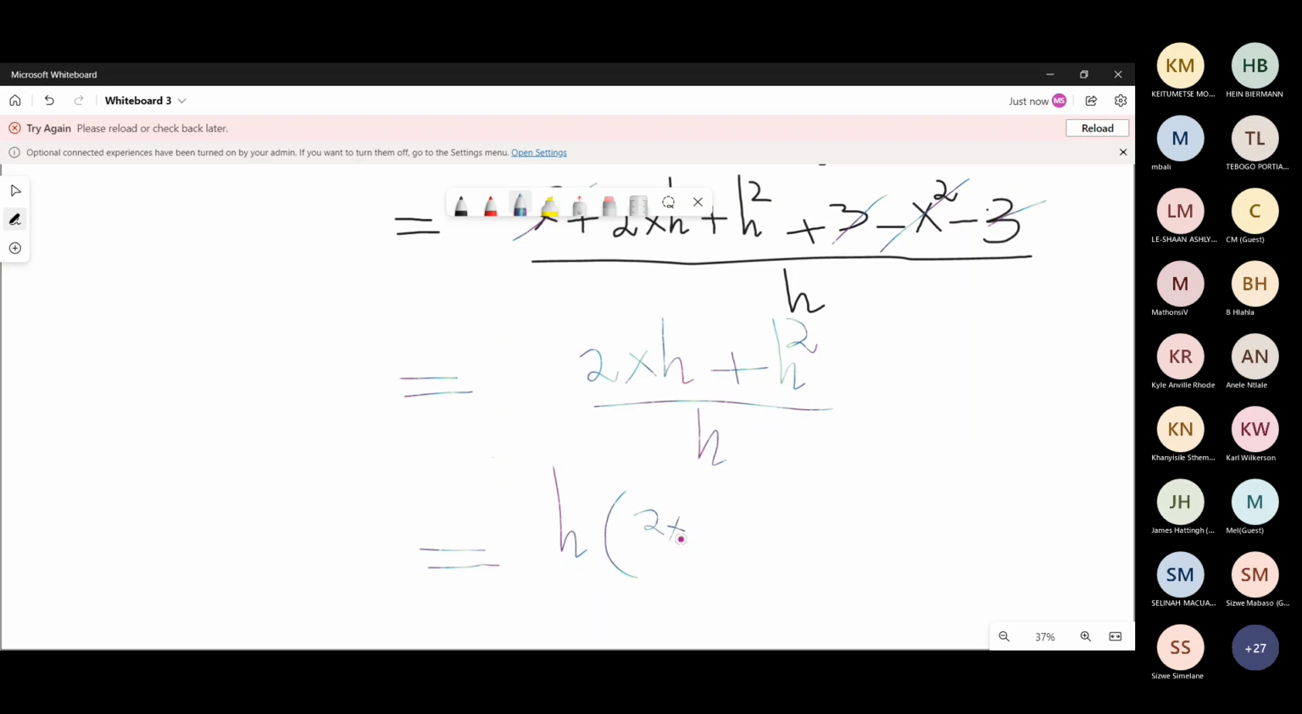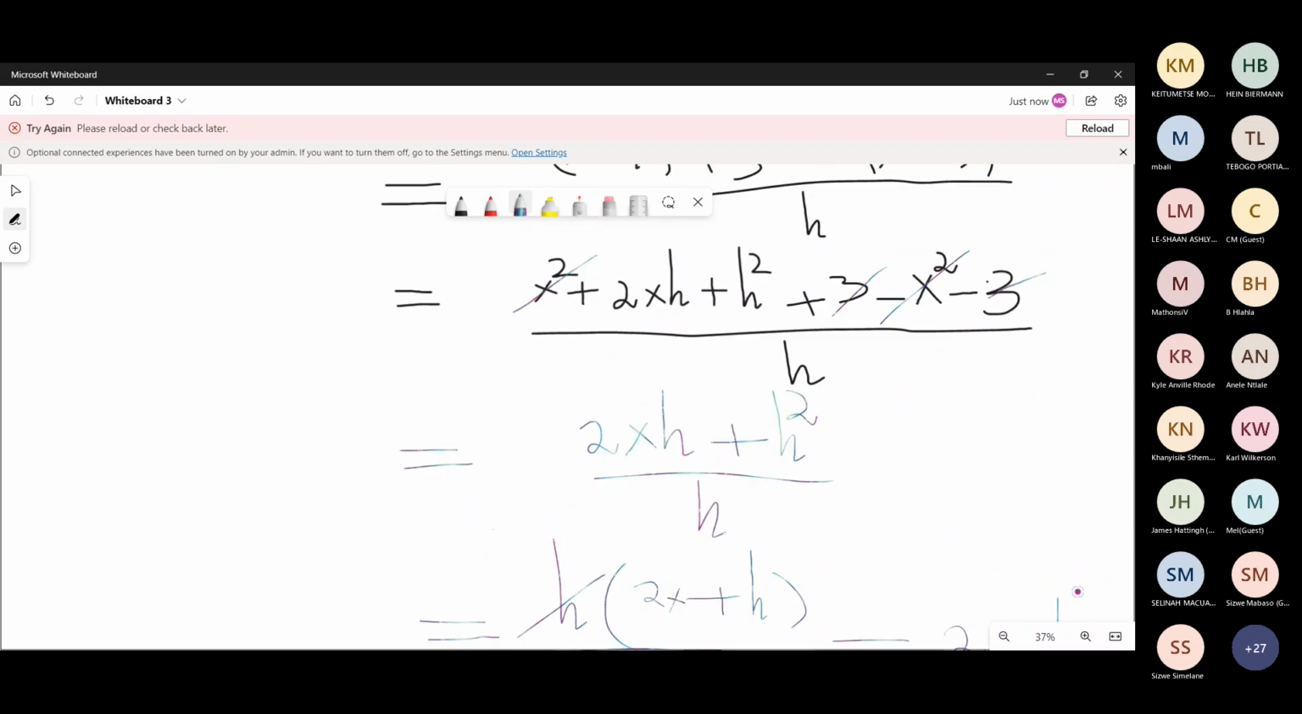Yes. Plus h over h. Great. And here we can simplify again h, right? We end up with the quantity 2x plus h.